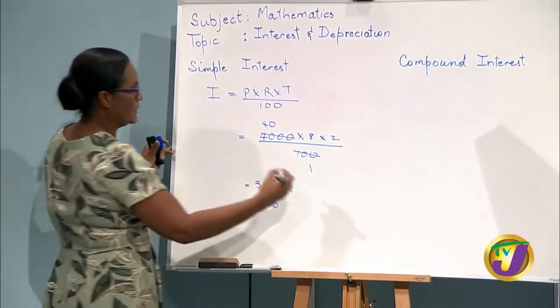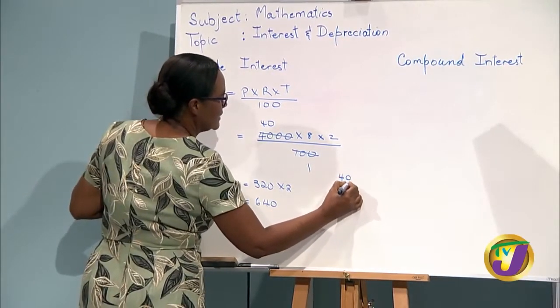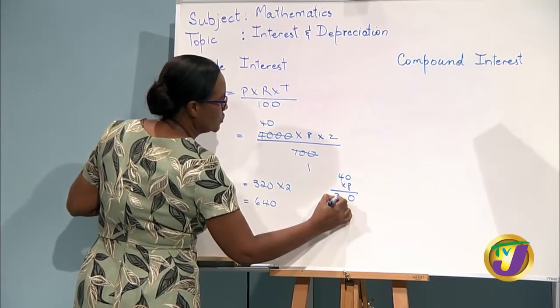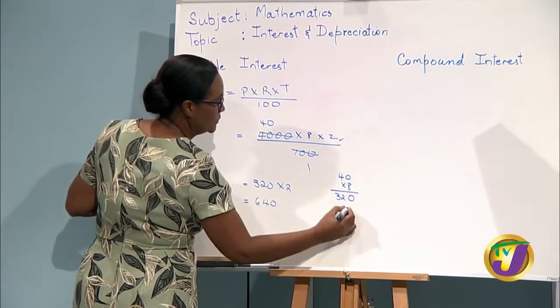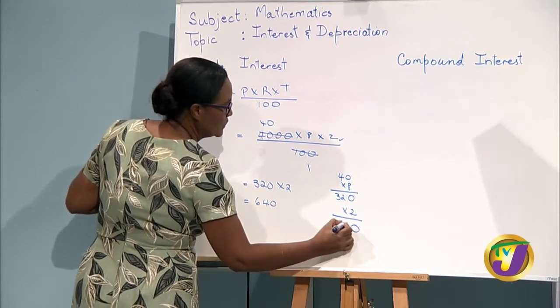So it is 40 times 8, 0, 4 8's 32. And then I'm going to multiply by the 2. 2 times 0, 0, 2 2's 4, 2 3's 6. Same answer. Okay?